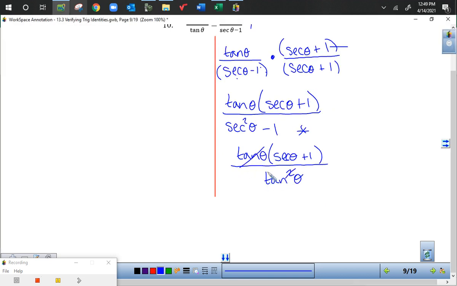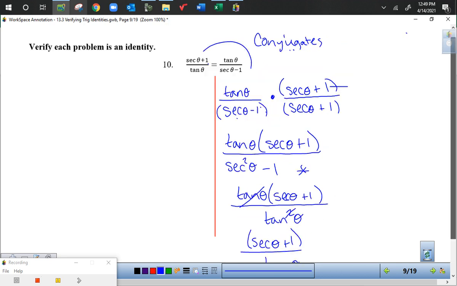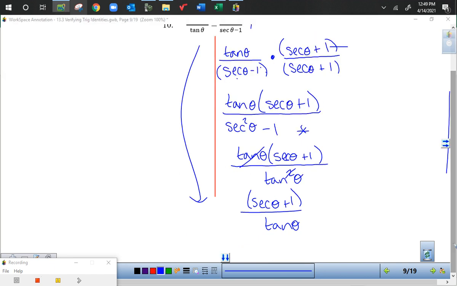Tangents cancel out again because this is multiplication. We're okay to cancel up and down. So secant theta plus 1 is left on top, and one of the tangents cancel, but we're still left with 1 on the bottom. And that's equivalent to the beginning. We'll just drag it down, put it right next to it, to have a matchup. And we're done.